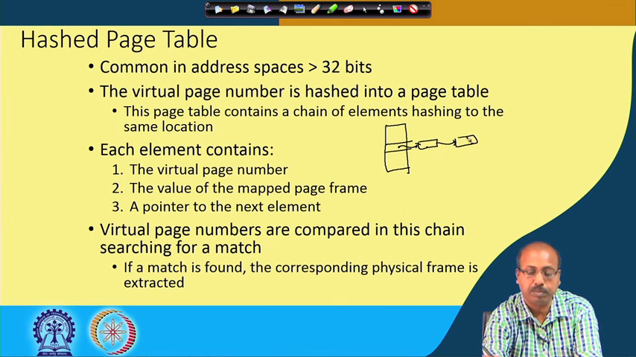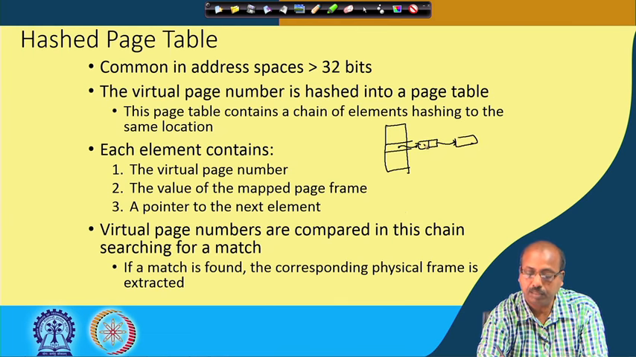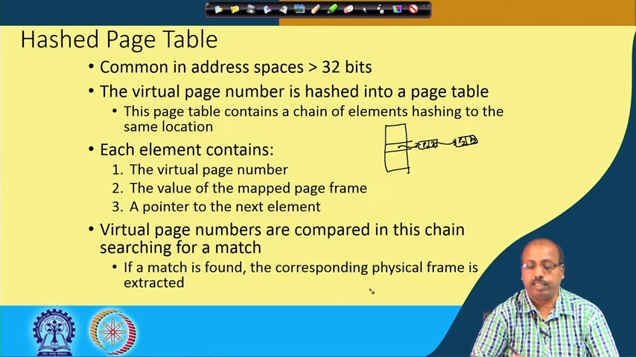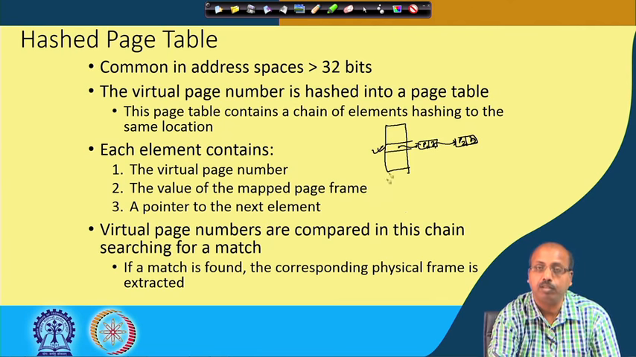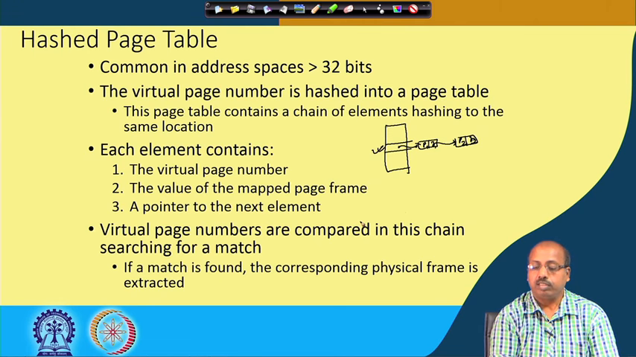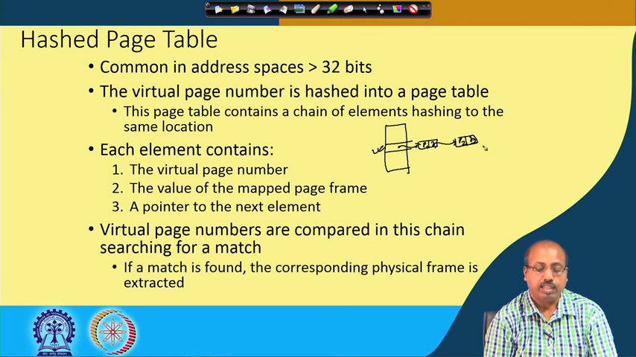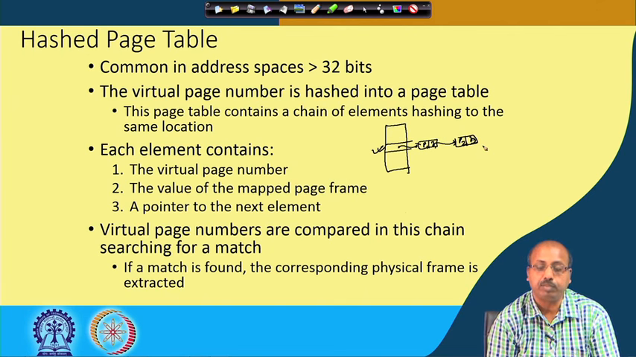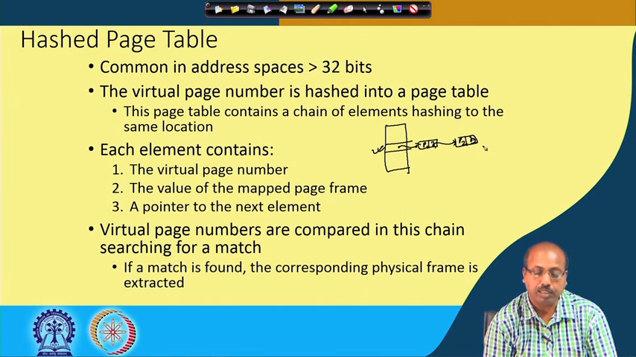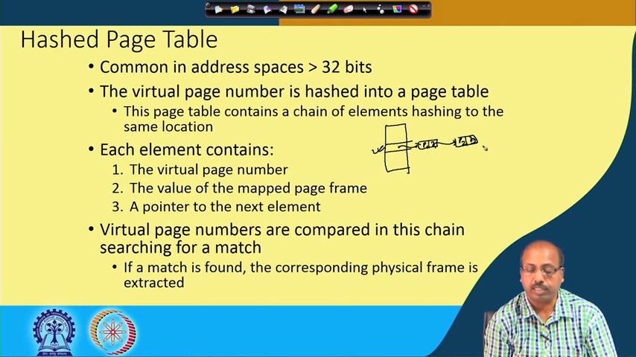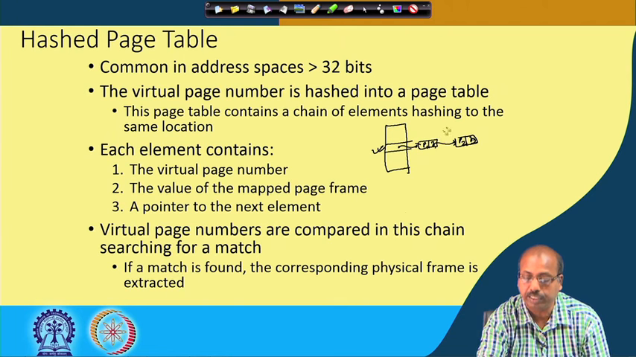All those page number and frame number combinations, I should say: the page number and the corresponding frame number P1 F1, then P2 F2, like that. All these page numbers P1, P2 etc. hashed to this particular index in the page table. Now, these frame numbers can be found by traversing this list. Each element will contain a virtual page number, the value of the mapped page frame, and the pointer to the next element. The pointer part I have not shown explicitly.